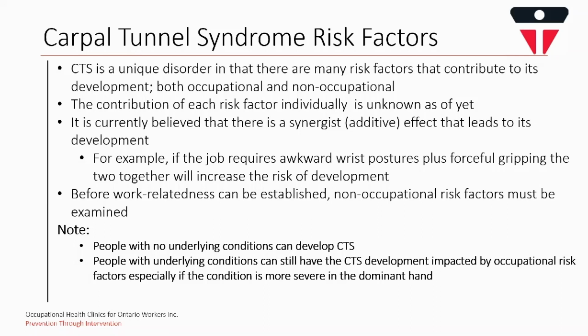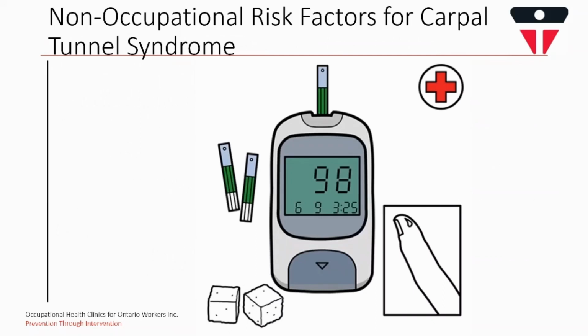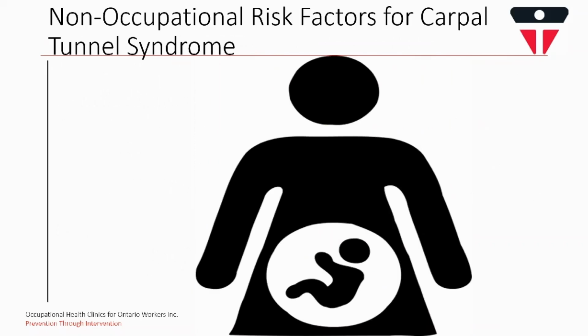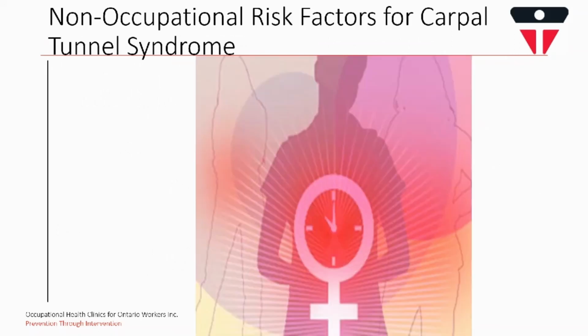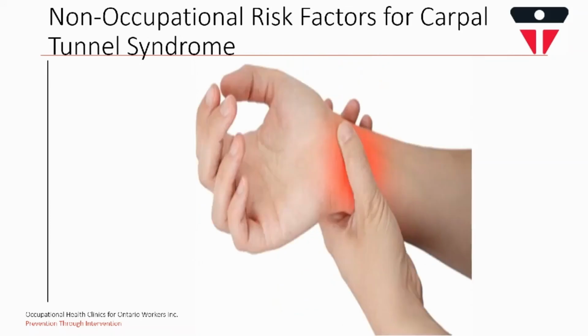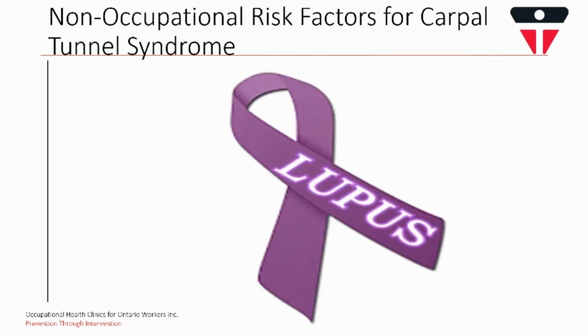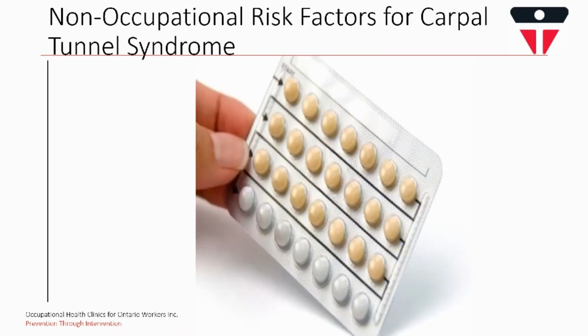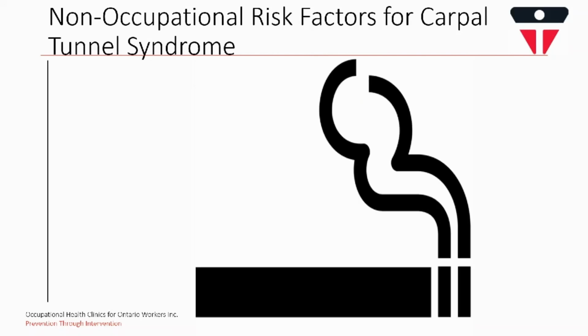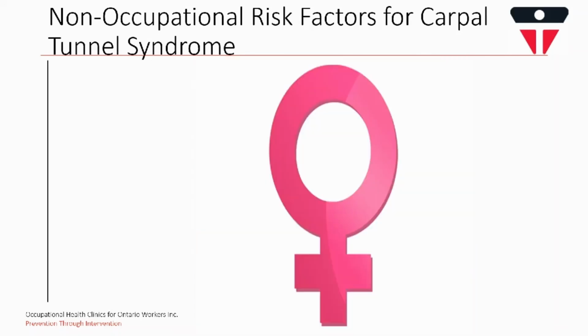Now, non-occupational risk factors for carpal tunnel syndrome include diabetes, hypothyroidism, fluid retention for pregnancy, which will normally rectify itself in about 3 months after giving birth, menopause, high blood pressure, arthritis, fractures or trauma to the wrist, lupus, birth control, estrogen replacement therapy, smoking, obesity, gender. Women have 3 times the risk of developing carpal tunnel syndrome compared to men.